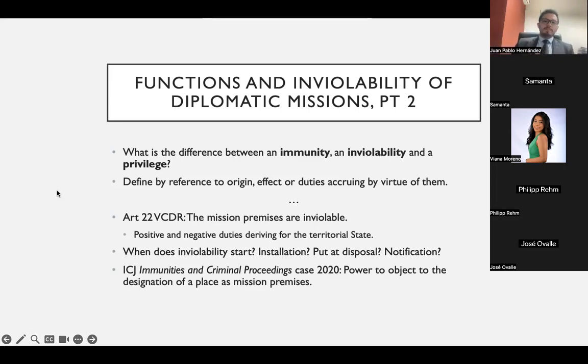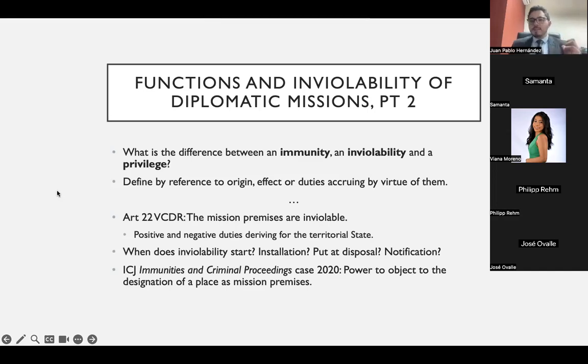And so according to the International Court of Justice, the French way of implementing this power of objection was in accordance with the Vienna Convention on Diplomatic Relations. So this power of objection to the designation of a place as the diplomatic mission's premises does give us some insight as to how this answer is to be given under international law. Perhaps the court didn't tell us when inviolability starts, but it does say that the territorial state has some power to object and some duty to negotiate with the sending state as to the positioning and the start of the exercise of functions for the diplomatic mission.